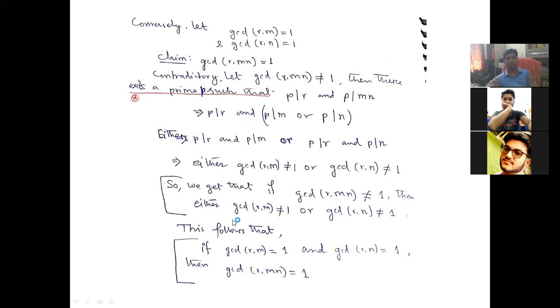So we get that if GCD of r comma mn not equal to 1, then either GCD of r, m not equal to 1 or GCD of r, n not equal to 1. This implies that if GCD of rm equal to 1 and GCD of rn equal to 1, then GCD of r comma mn equal to 1. That is the reverse statement.